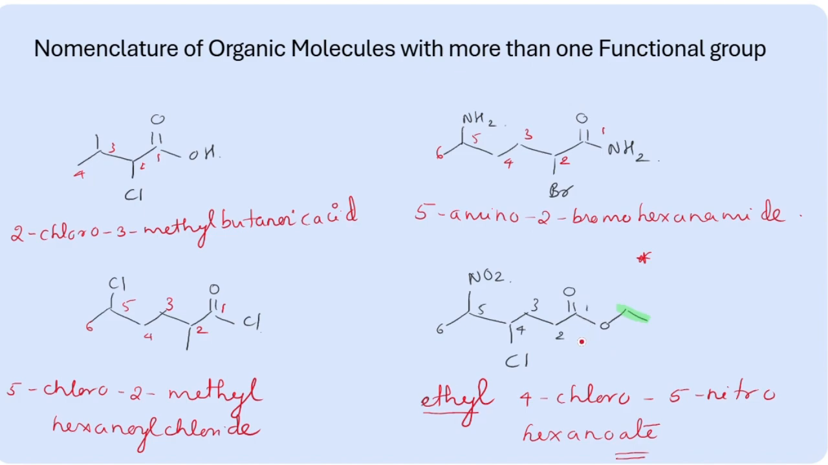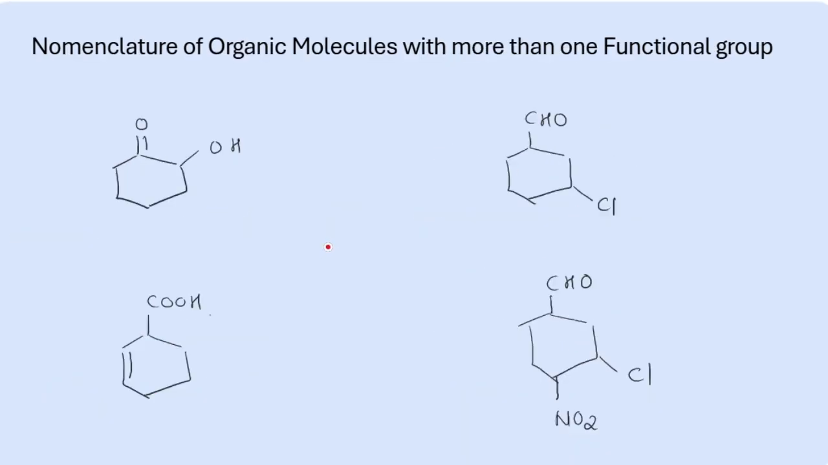This oate and this ethyl show that the functional group present in the molecule is an ester. Now, I'm going to name some of the cyclic molecules with more than one functional group. Whenever we have cyclic molecules, numbering the carbons in the cyclic chain is important. Here, I have taken cyclohexane molecules, but you can try with cyclobutane, cyclopentane molecules as well. Since ketone is a part of the cyclic chain, we number the carbon of the cyclic chain first.